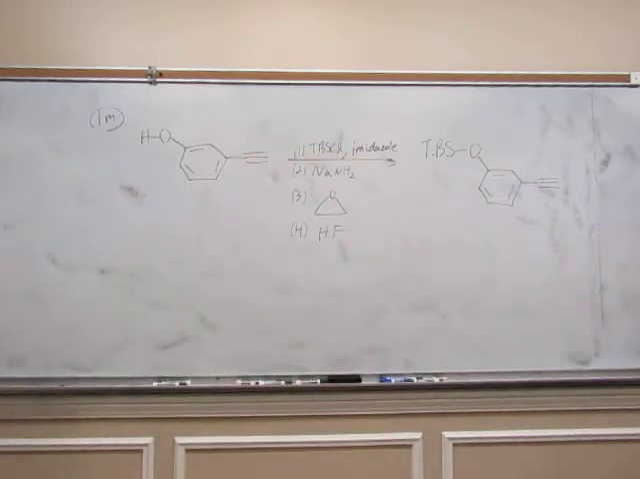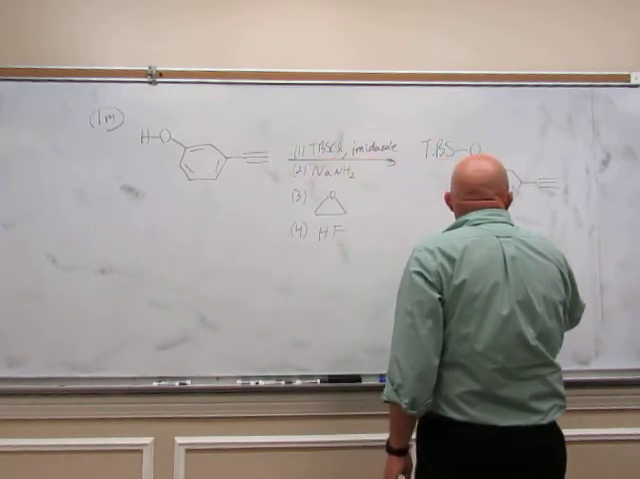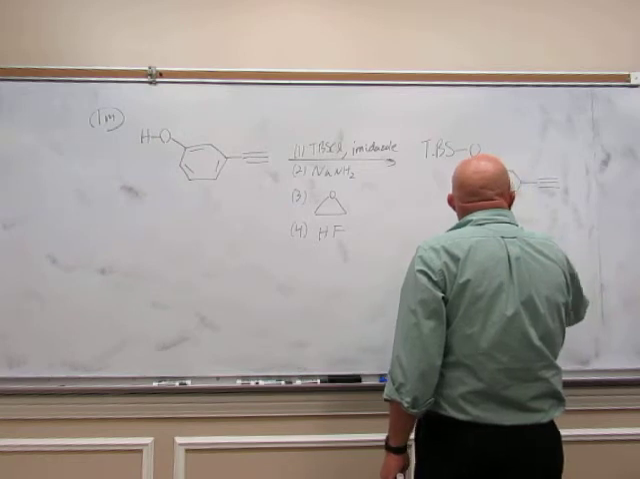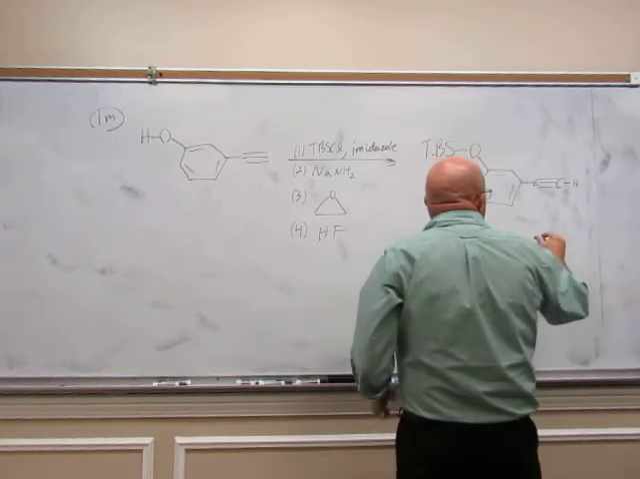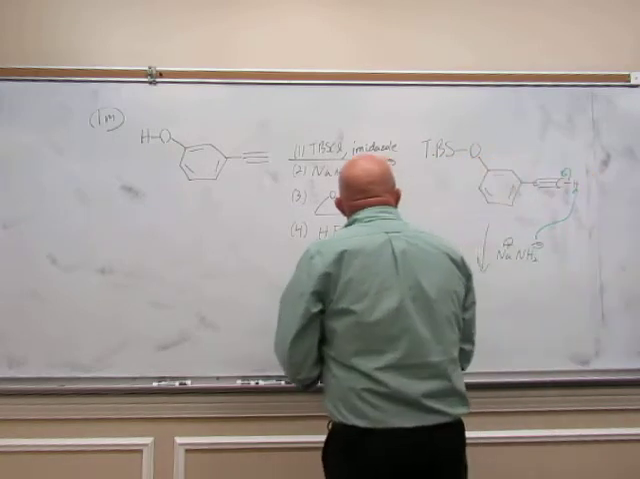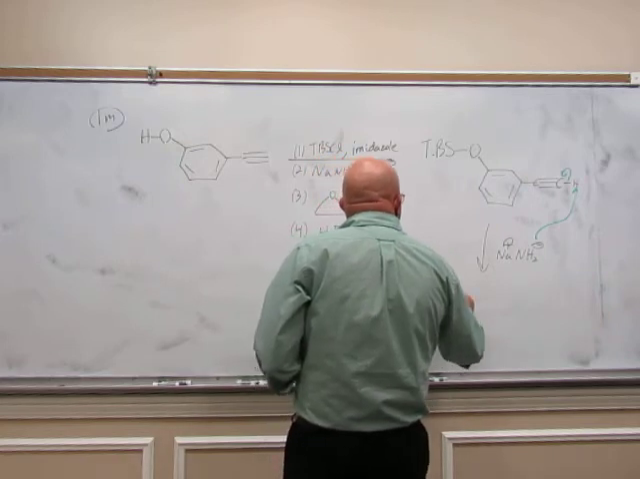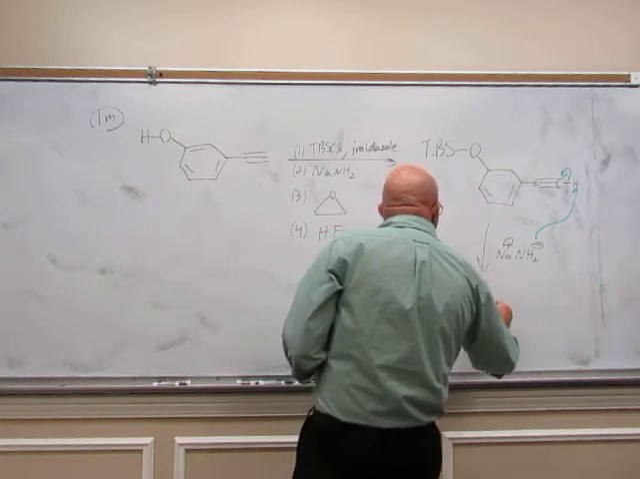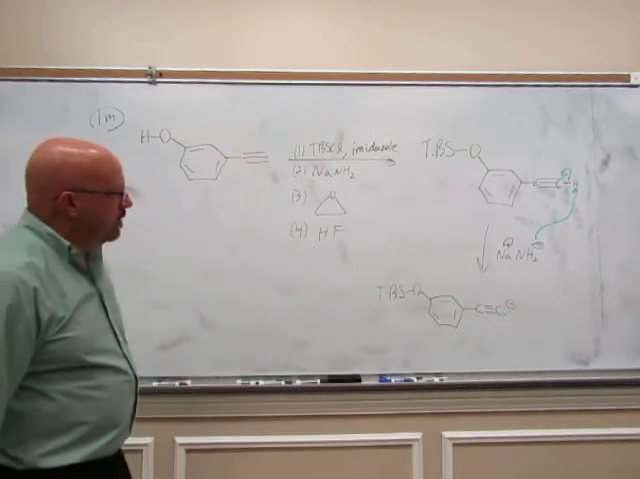Second step, we're reacting with a very strong base. That very strong base is going to pull the proton off of the alkyne. Gives us that anion.